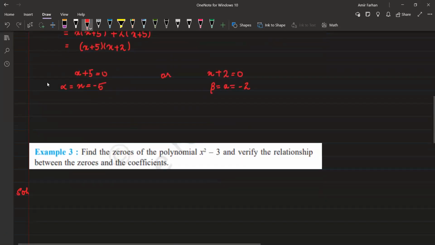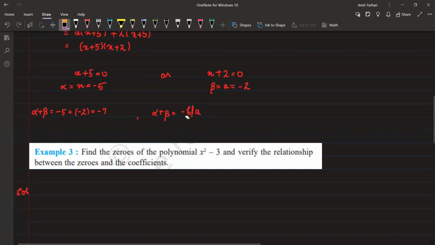Now let's do alpha plus beta, directly adding them up. You will get minus 5 plus minus 2 is equal to minus 7, yes or no? And if I take the coefficients, what is the value of alpha plus beta in terms of coefficients? Gianna and Ifra, tell me. Minus b by a, yes, sir. Minus b by a, yes or no? Yes, sir.